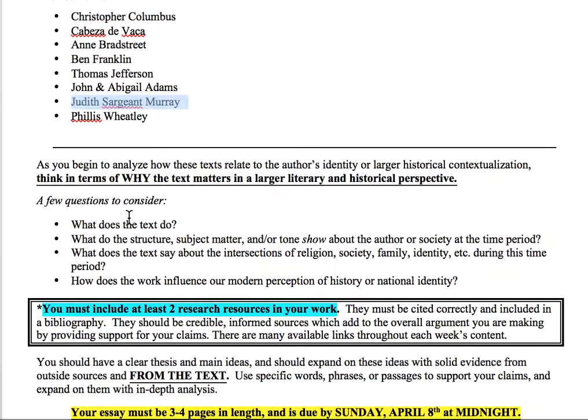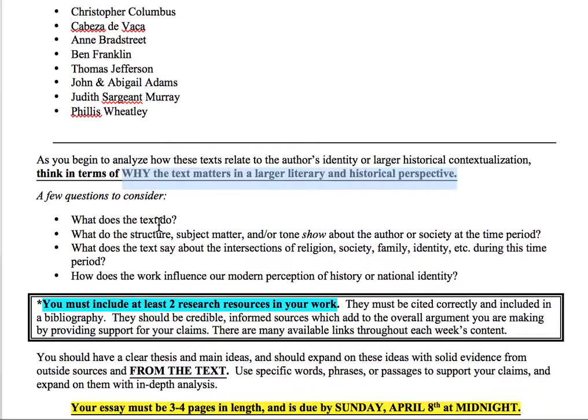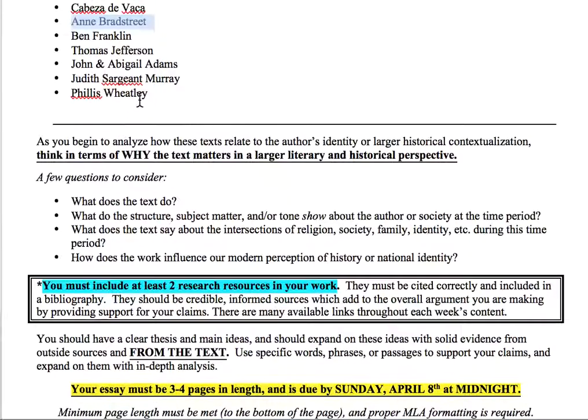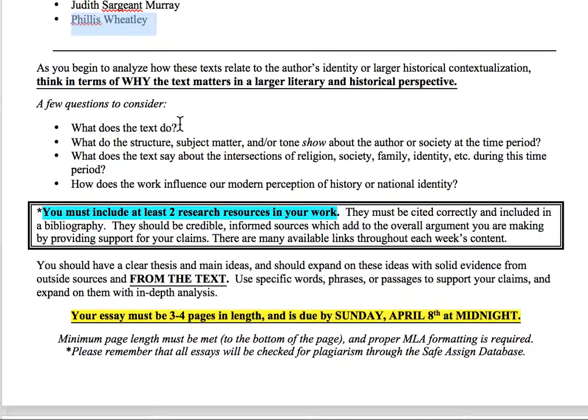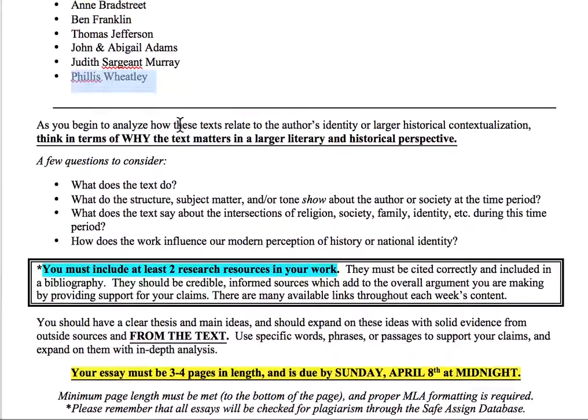So what you're supposed to be doing is thinking in terms of why the text matters. So why does it matter that we have a Poor Richard's Almanac? Why does it matter that we have poetry from Anne Bradstreet, the first female author in the New World? Why does it matter that we have poetry from someone like Phillis Wheatley? So think about what the text does. Think about the structure, the subject matter, the tone. What did they show about the author or society at that time period? Think about what the text says about how religion, society, family, identity all intersect during this time period. Think about how it influences our modern perception of history or national identity.